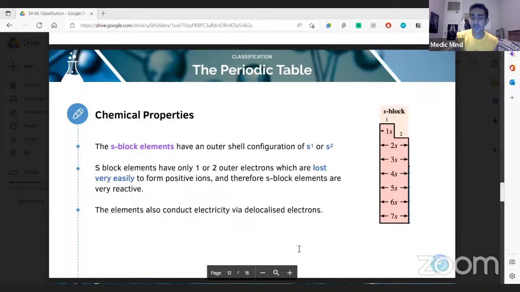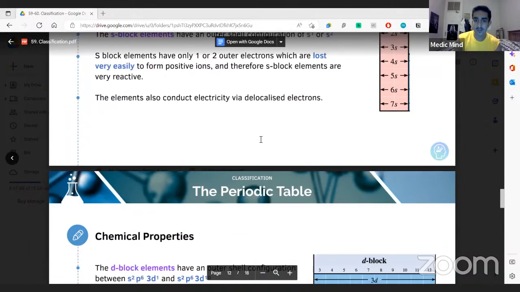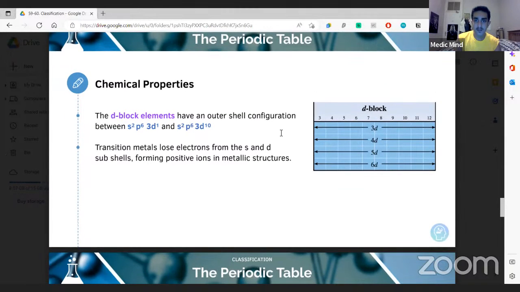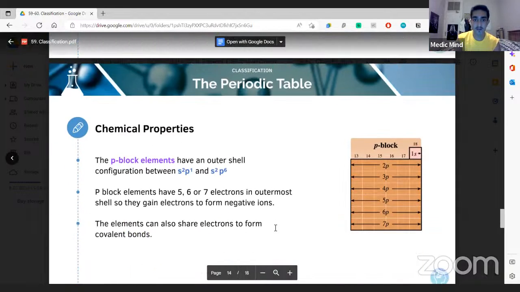If you think about it, the s block elements only have 1 or 2 electrons in their outer shell, which means that they can lose those electrons very easily, and therefore s block elements are considered very reactive. They can also conduct electricity easily via their delocalized electrons. D block elements have an outer shell configuration between 4s2 3d1 and 4s2 3d10. Again, because of this variable structure, they can lose different numbers of electrons, which means they can have variable oxidation states, which is a feature of metals.